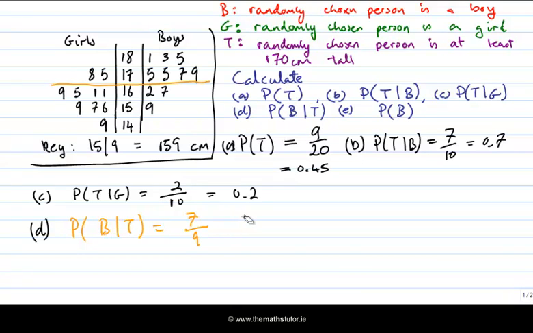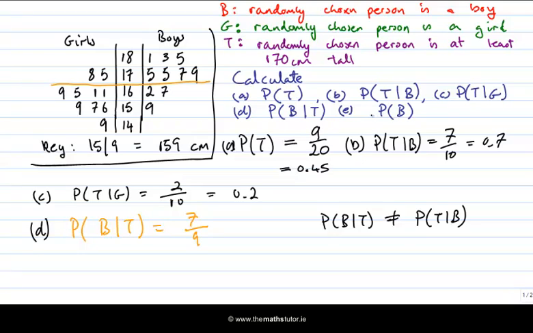Something to note here is that the probability of T given B is different from the probability of B given T. And that's true in general. They're not the same. So the order here in these conditional probabilities is very important.